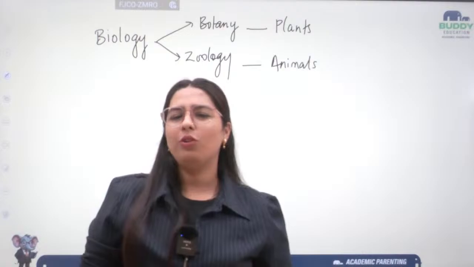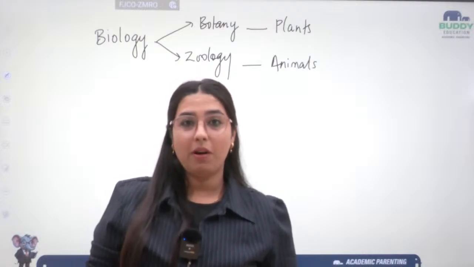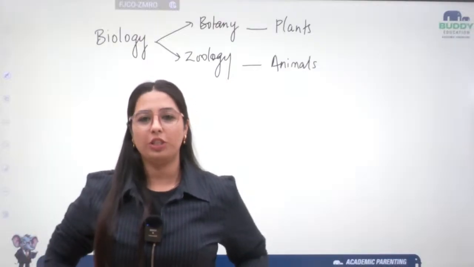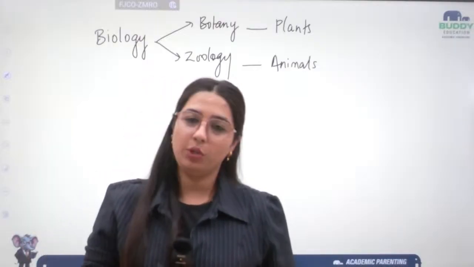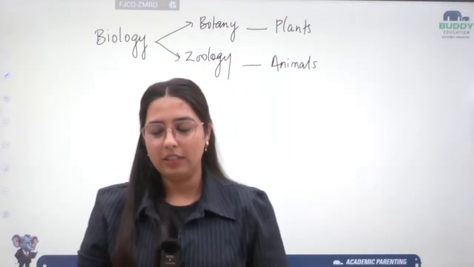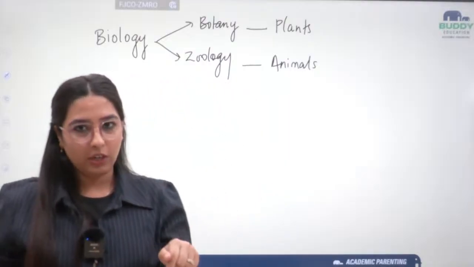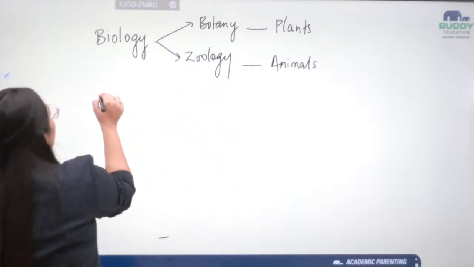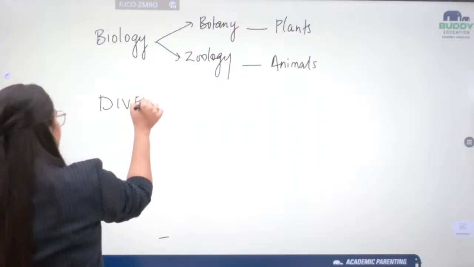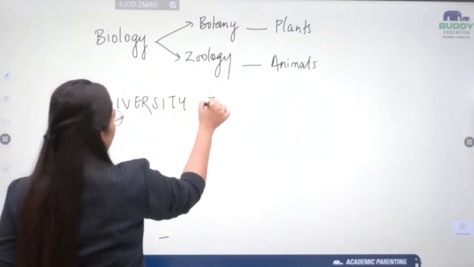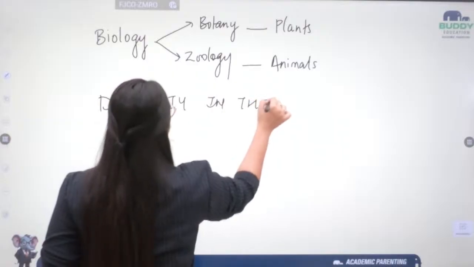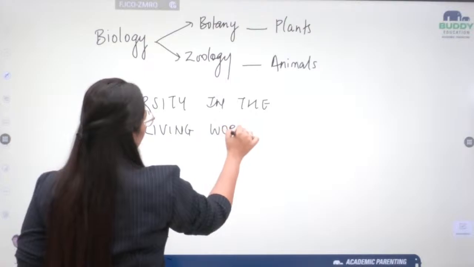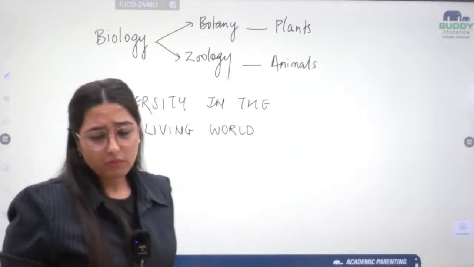And if I talk about your competitive exams, you must have heard that there is a separate section for plants and a separate section for animals, the zoology part is different and the botany part is different. So that's how we're going to cater. The particular unit which we are going to study is the diversity in the living world.